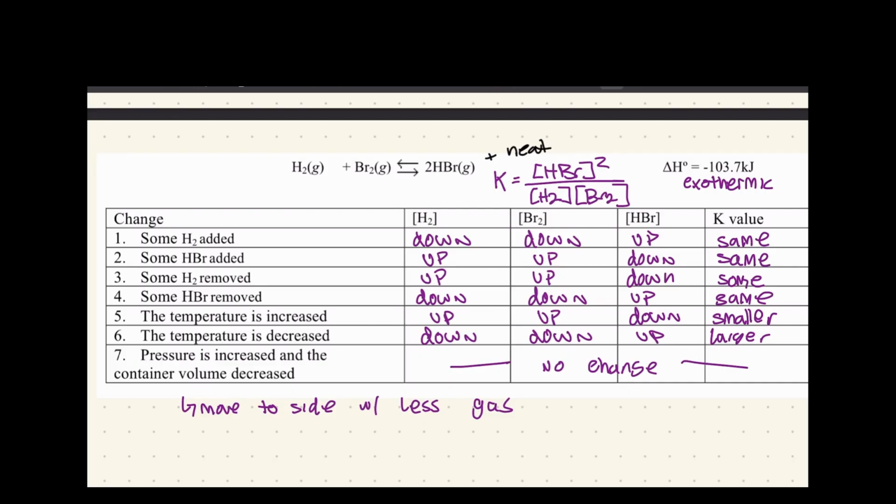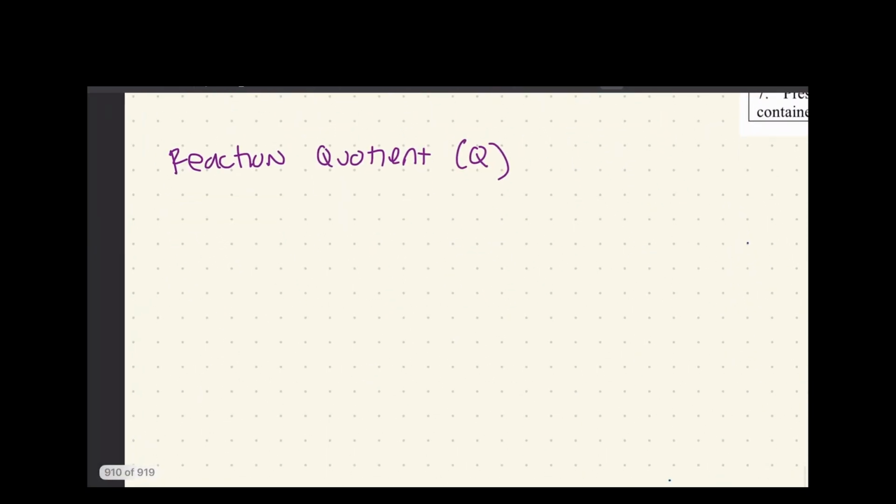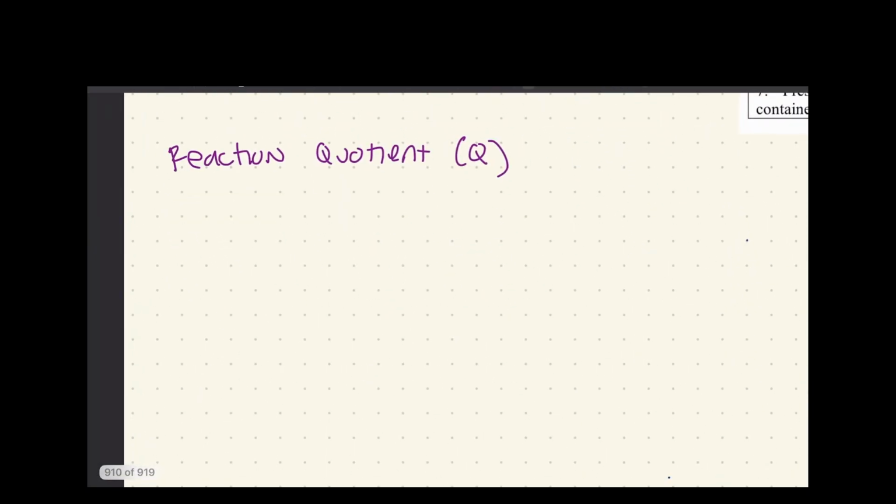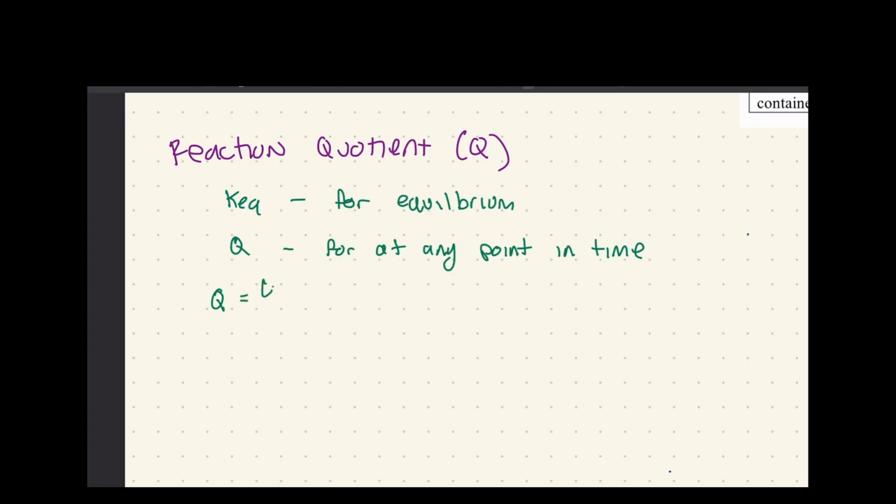Let's look at this now mathematically by looking at the reaction quotient Q. So K, the equilibrium constant, is for equilibrium specifically, but the reaction quotient Q is for any point in time. And so we set up Q the exact same way that we set up K. It's going to be the products to their stoichiometric coefficients divided by the reactants to theirs. But here we can solve for this at any point in time, so we don't have to be at equilibrium to find the reaction quotient Q.